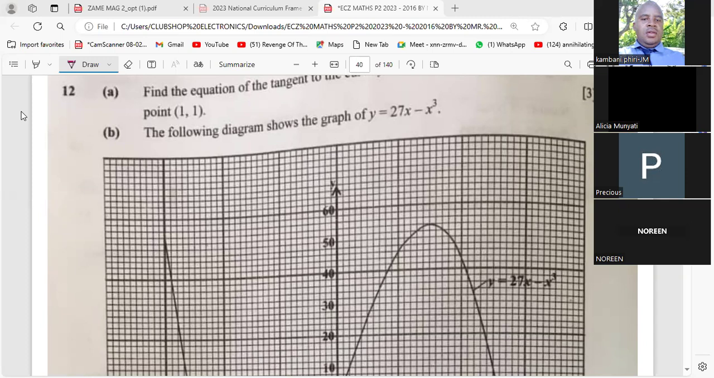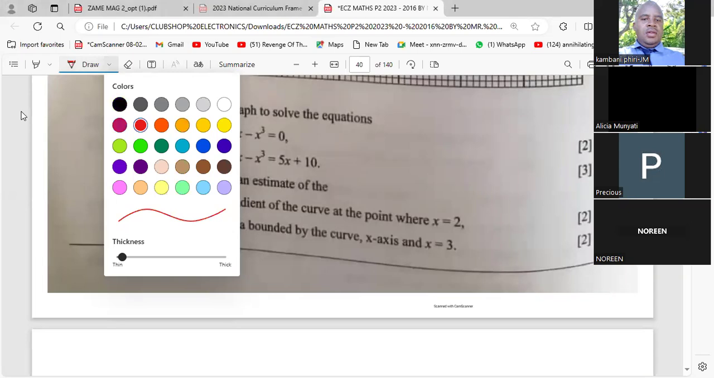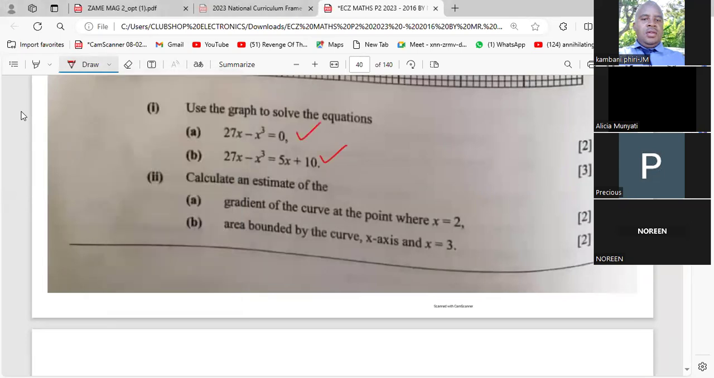We did these two questions, so we must move to this one. Is that okay? Don't worry, we are going to repeat these concepts.